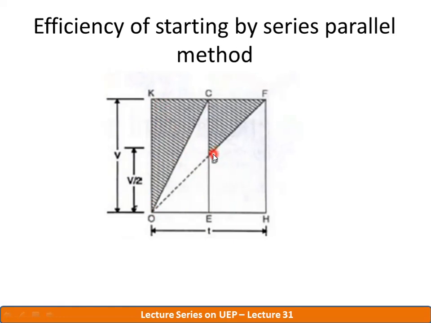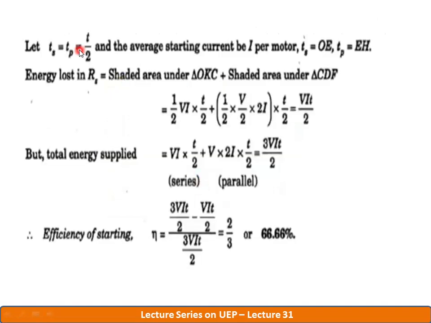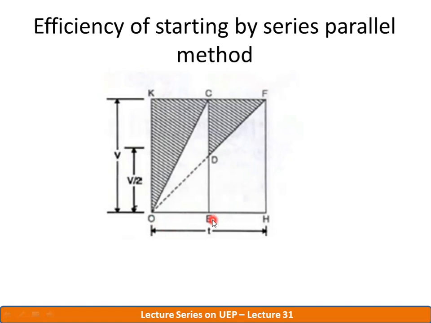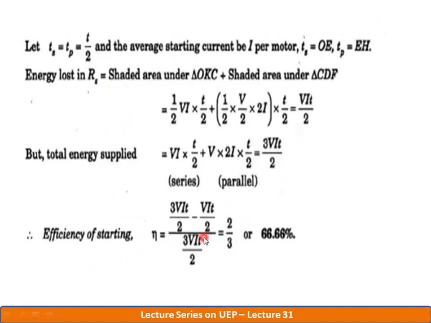When the motor is switched from series to parallel mode, again the resistance is reinserted, and this much voltage drop comes. So now we need to find the energy loss across the starter. As we know, OE is equal to EH in this diagram. OE is the time required for series operation, EH is the time required for parallel operation. TS plus TP is equal to T, so TS is T by 2 and TP is also T by 2. The total time OH is equal to T.